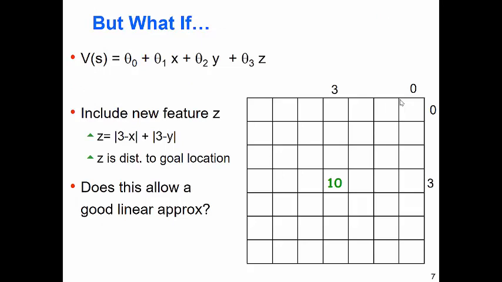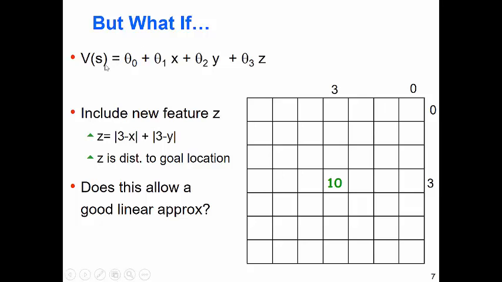And so we've already had somebody suggest that you add another feature, and that feature could be z, which is the Manhattan distance from 3, 3. If you add the Manhattan distance from 3, 3, can you now create weights that will model this value function? So what are the weights? Anybody want to give us the weights?